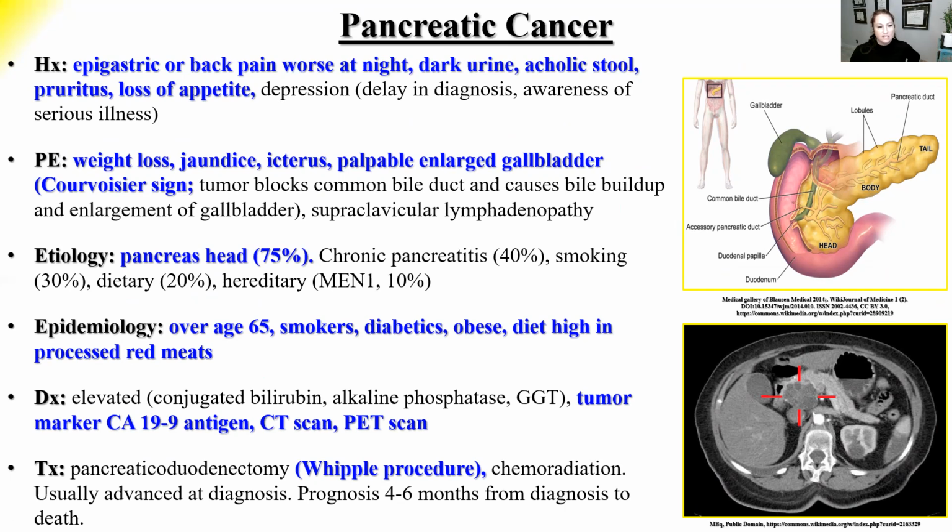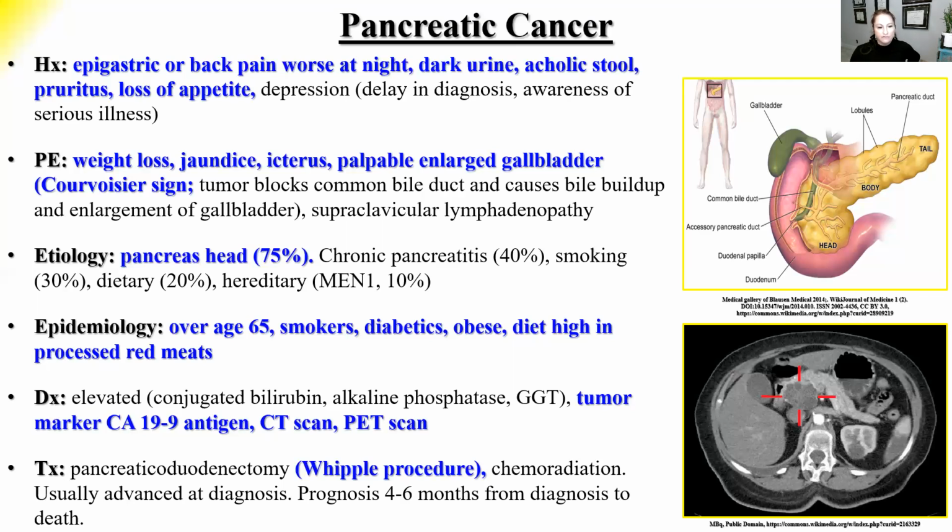Who do we really see this in? Males are more common. Over the age of 65, smokers are much more common for pancreatic cancer. Diabetes, obesity, diet high in red meats or processed red meats. Remember the tumor marker that we talked about for this one is CA19-9. That's a good board question there. But they may also have an elevation in conjugated bilirubin, alkaline phosphatase, GGT, but tumor marker is going to be the most commonly tested lab for this question.